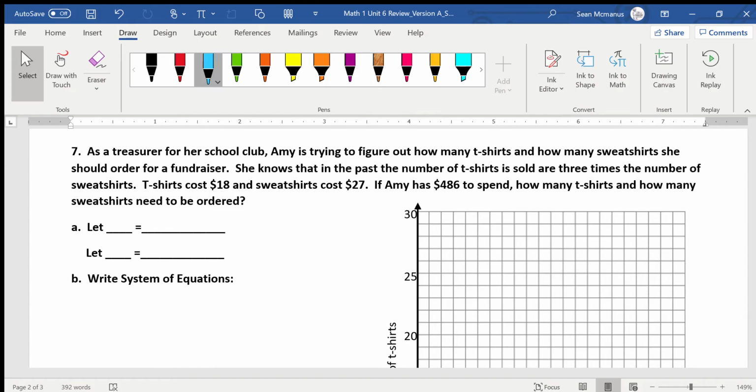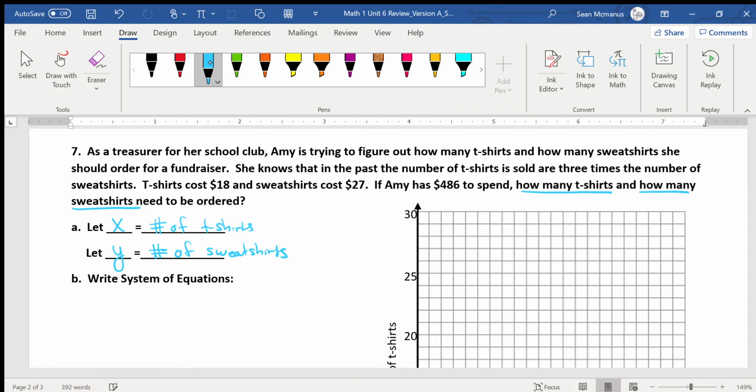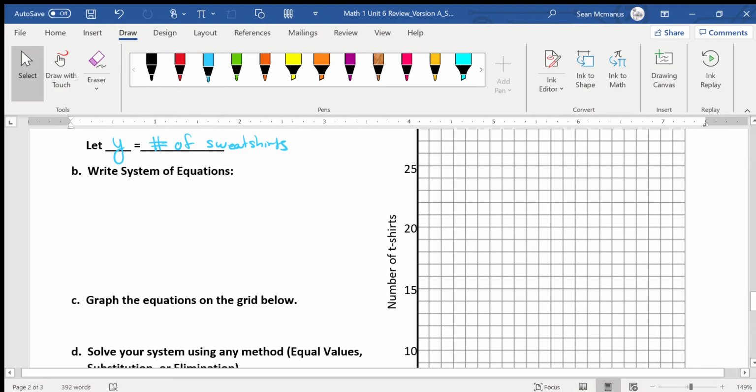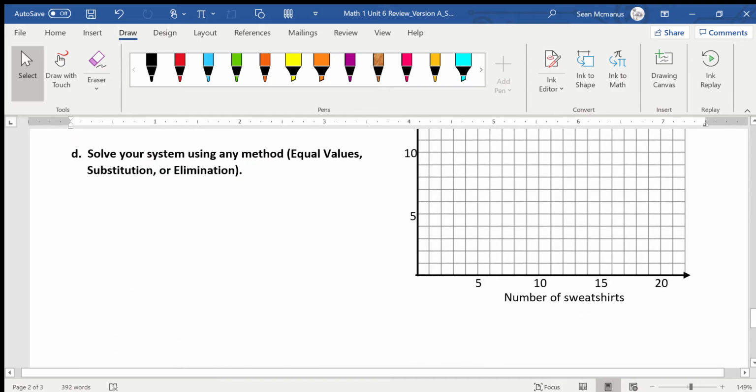This is going to be a little bit trickier, but we're going to follow our same procedure. The question asks how many t-shirts and how many sweatshirts, so that's my two variables. X is going to be the number of t-shirts, and Y is going to be the number of sweatshirts.